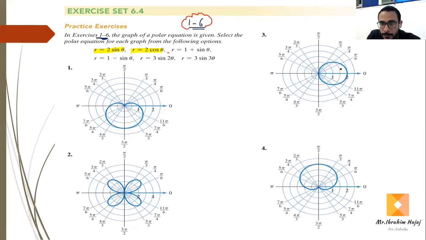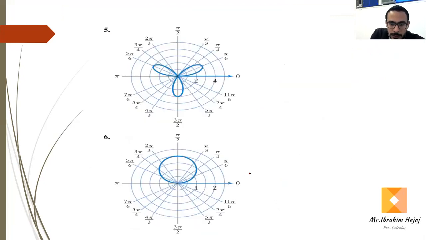So number 3 is on the x-axis, right? Positive part of the x-axis. So it's a cosine, so it's R = 2 cos θ. So we finished number 3. R = 2 sin θ is number 6.